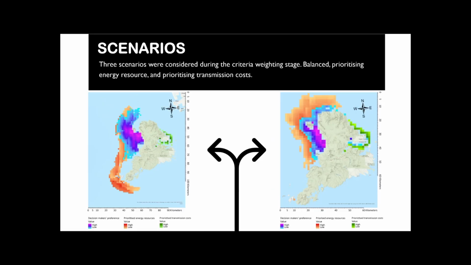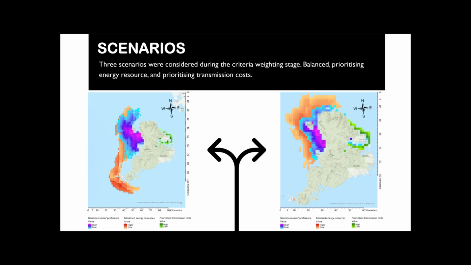Three scenarios were considered during the criteria weighting stage: balanced, prioritising energy resource, and prioritising transmission costs. This was done to investigate the impact the decision maker's preference had on the final result. Changing the decision maker's preference hugely changed the optimum location selected.